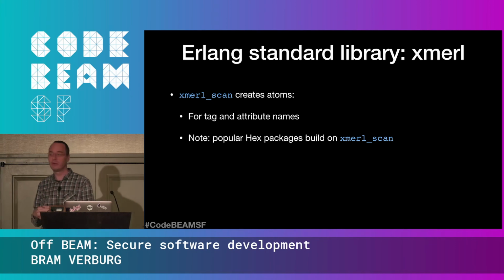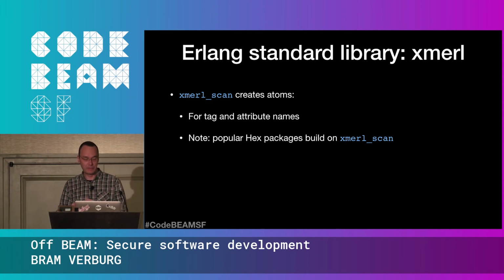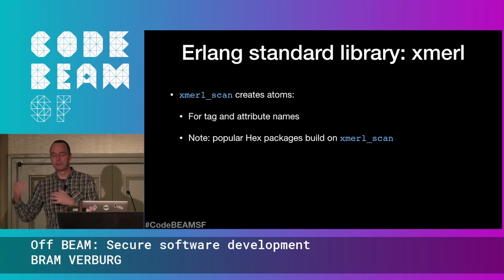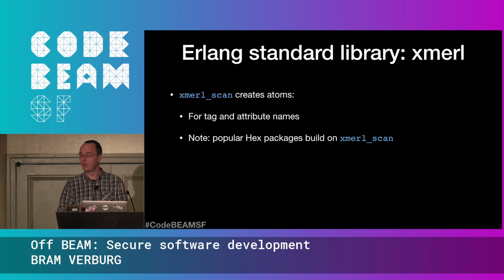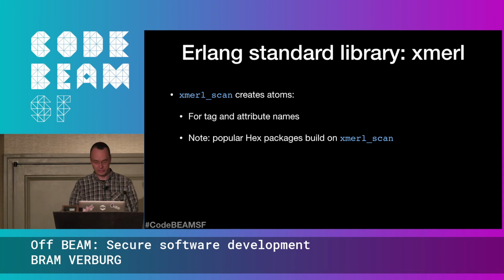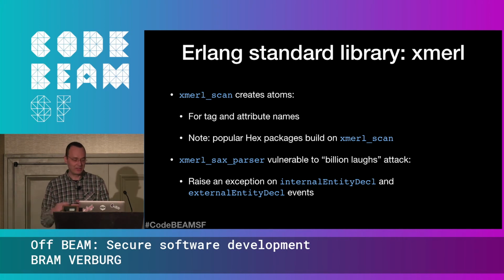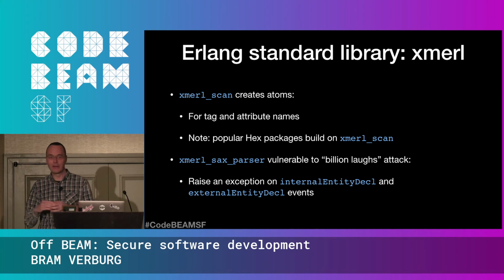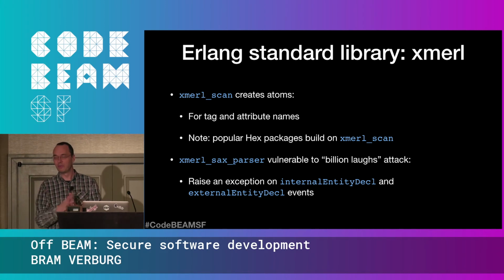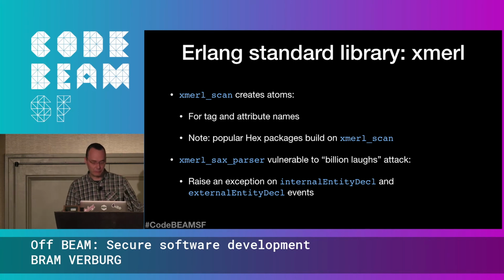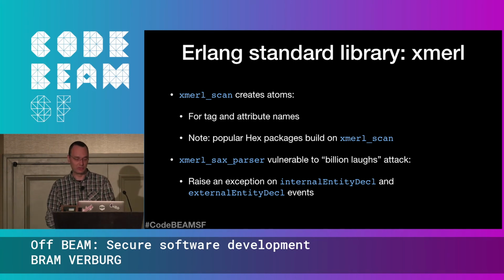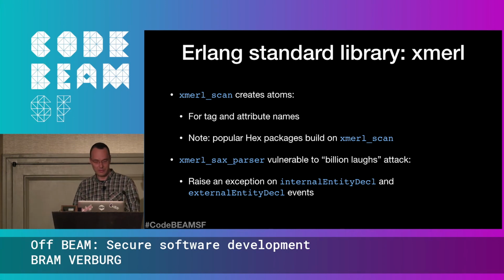XML, I want to mention quickly. So xmerl_scan creates atoms from tags and attribute names. So even some of the more popular libraries use xmerl_scan under the hood. And like I said before, if you process data from an untrusted source, this can lead to denial of service. So please be careful. The XML SAX parser does the right thing. It doesn't produce atoms, but it is vulnerable to the billion laughs attack. The billion laughs attack is basically entity expansion, and it can lock up a scheduler with a small bit of XML. It's possible to prevent that by raising an exception from certain callbacks that you need to implement to use this API. Again, it's all in the document, so be careful.